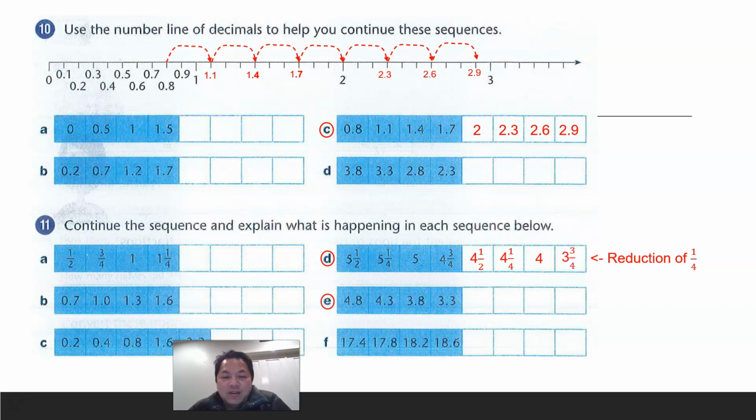What about E? Look at the pattern again. Yep, seems like there's a reduction of 0.5. So let's find the next numbers. Minus 0.5, get 2.8. Minus 0.5, 2.3. Minus another 0.5, you get 1.8. Minus another 0.5, you get 1.3.